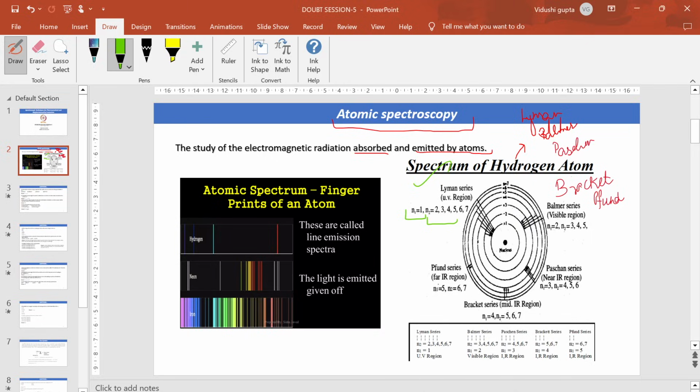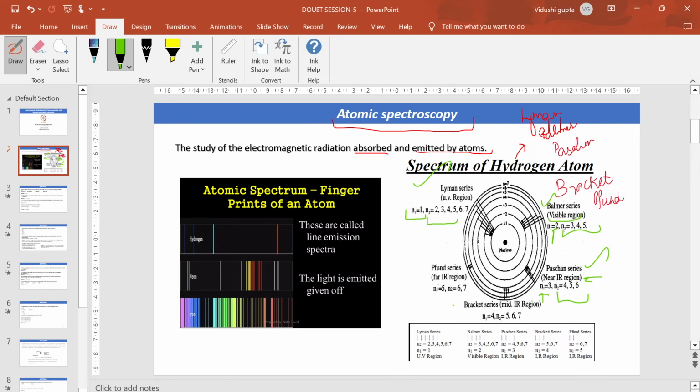Then we discussed the second series, the Balmer series. It is obtained in the visible region and the transition is from the second orbit to a higher one. Therefore, n1 will be 2 and n2 will be 3, 4 and so on. Then comes the Paschen series. It is obtained in the near IR region and the transition occurs from the third orbit to a higher orbit. Therefore, n1 will be 3 and n2 will be 4, 5 and so on.